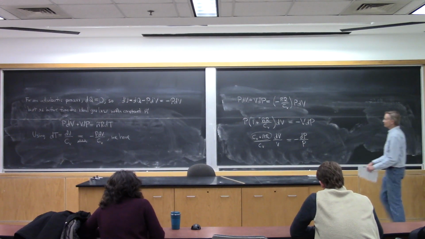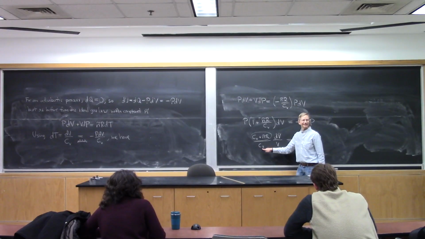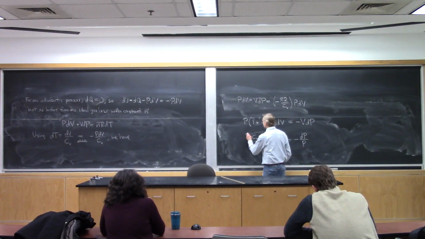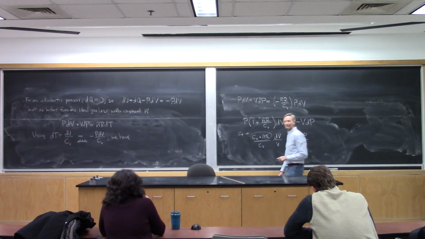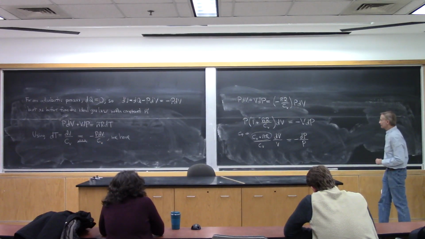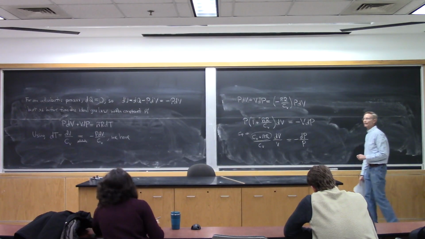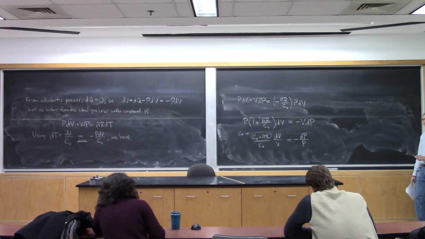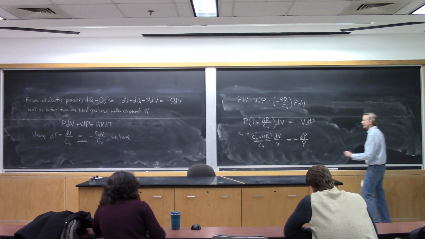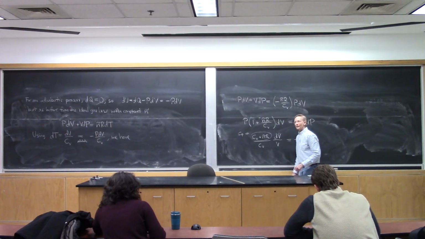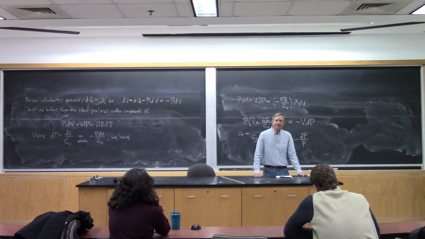So this is the CV. What's the other one? CP. This is CP, right? So we've got CP over CV. If only there was a name for that. What do we call CP over CV? It's relatively easy to think of. My hint is it's relatively easy to remember what we called it.